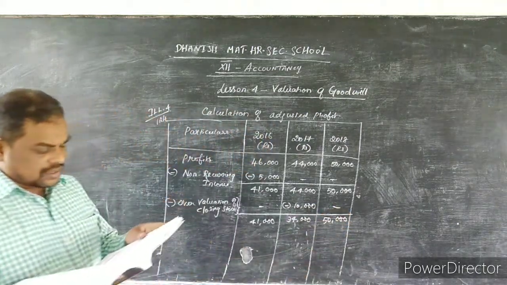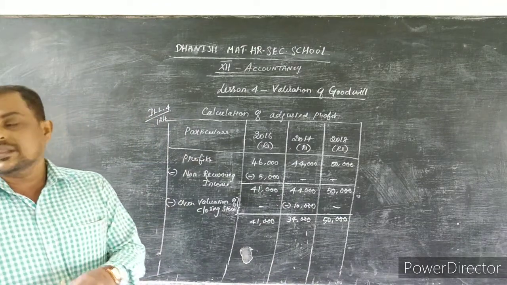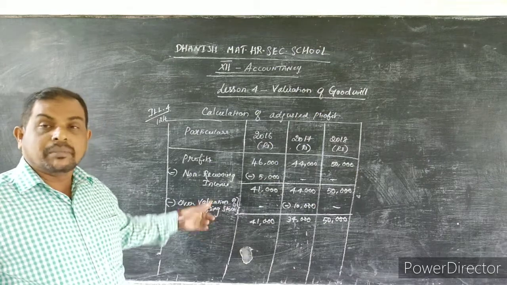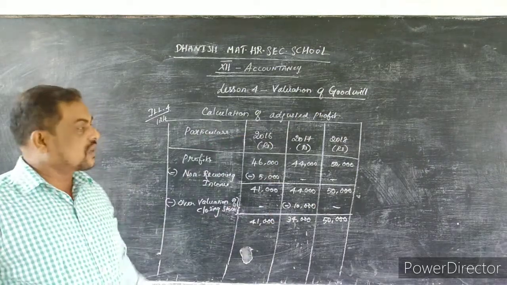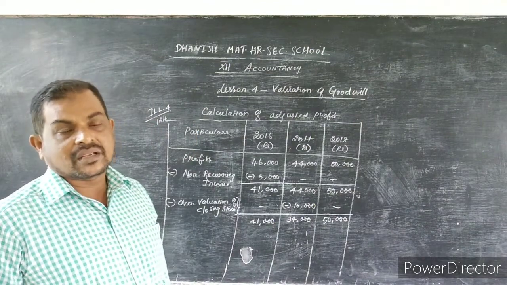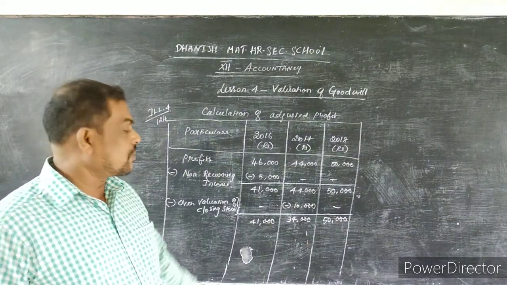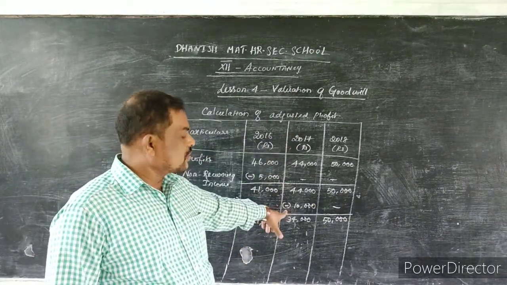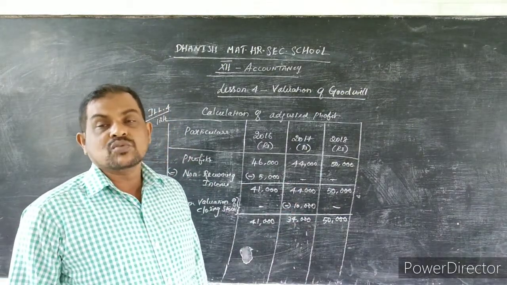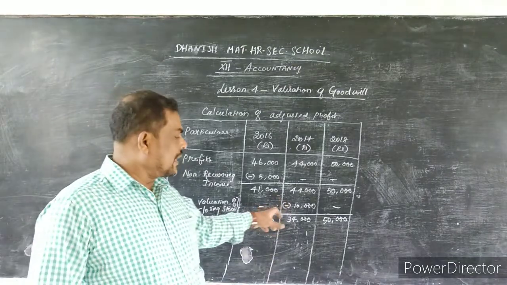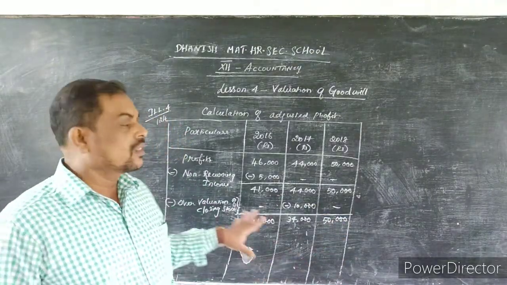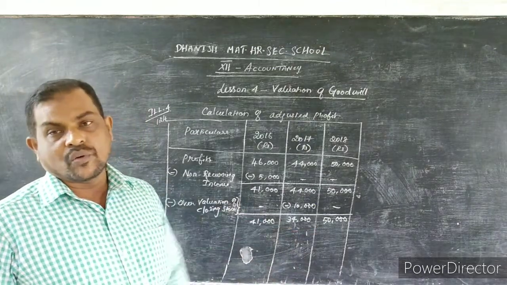Next. Usually the overvaluation of closing stock will affect the next year's opening stock. What is the next year? 2018 opening stock will be adjusted. The closing stock is deducted in one year, and in the next year the same amount, as opening stock, will be added. So minus 10,000 plus 10,000 will be adjusted, and automatically the wrong valuation will be over.